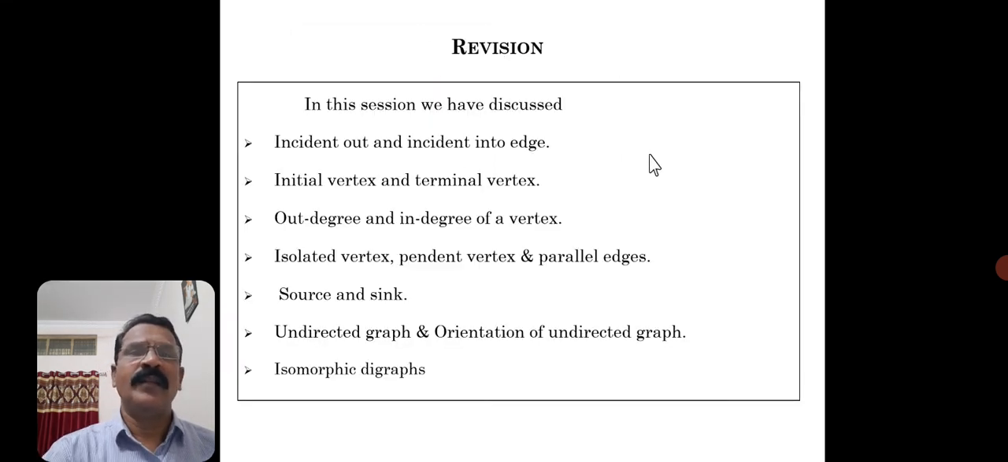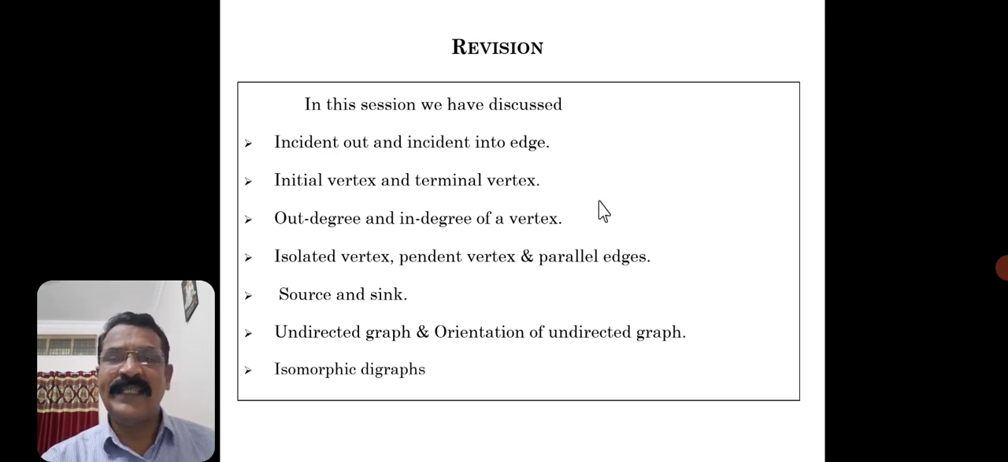Overall, in this session we have discussed what incident out and incident into edges are. Similarly, we have discussed the initial vertex and the terminal vertex. Then we discussed the out degree and in degree of a vertex. Then the isolated vertex, pendant vertex and parallel edges. After that, the source and sink. Then the undirected graph and orientation of an undirected graph. At last, we discussed isomorphic digraphs.